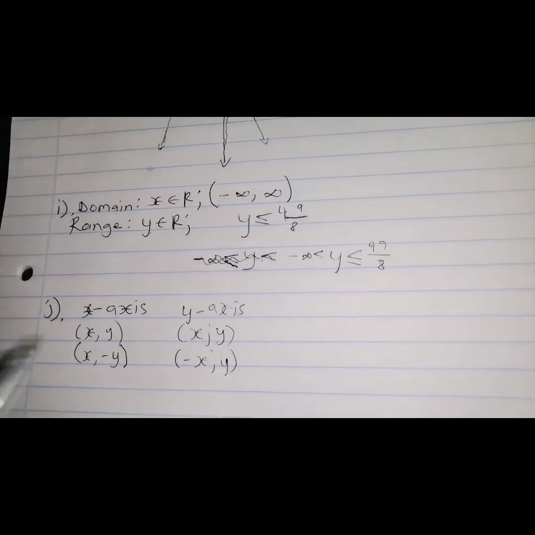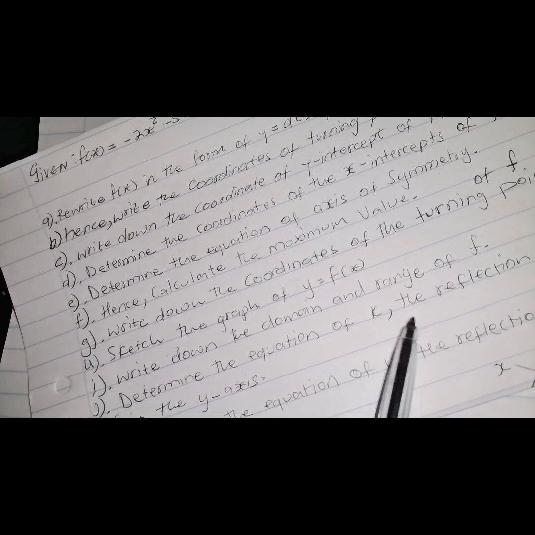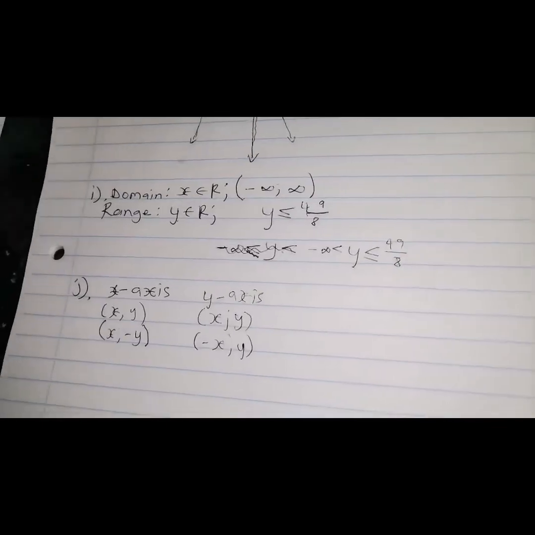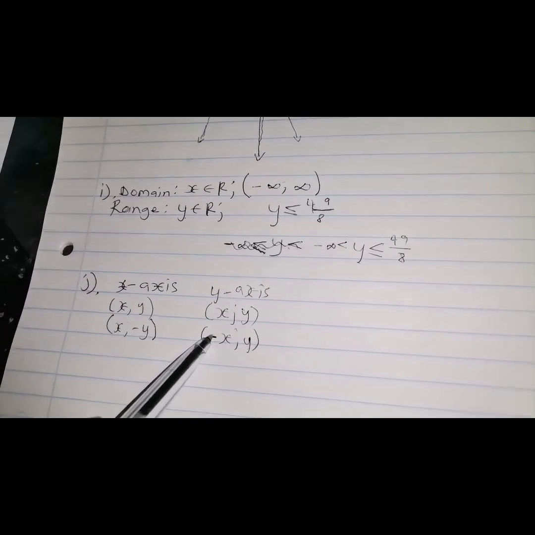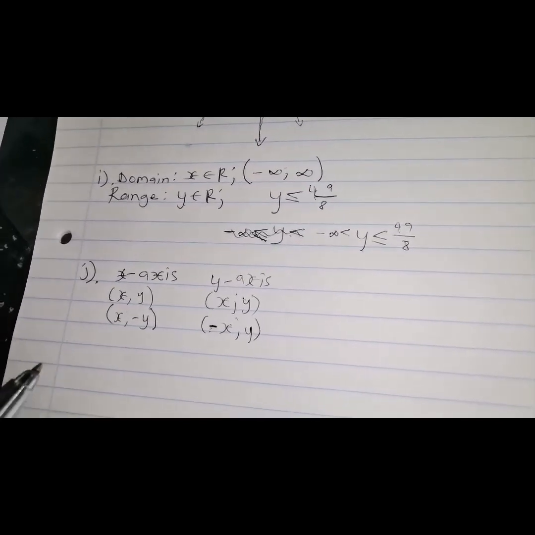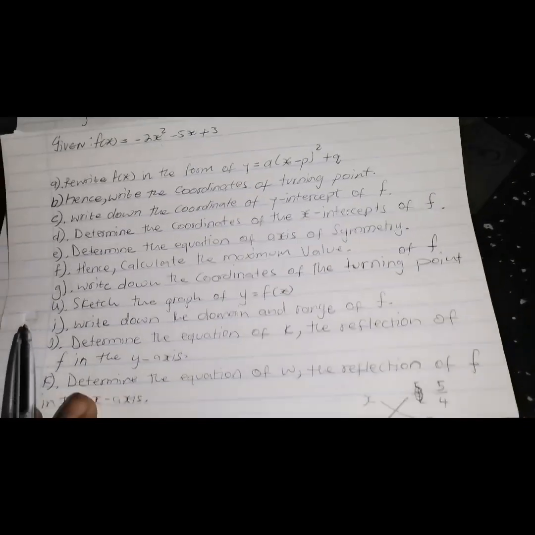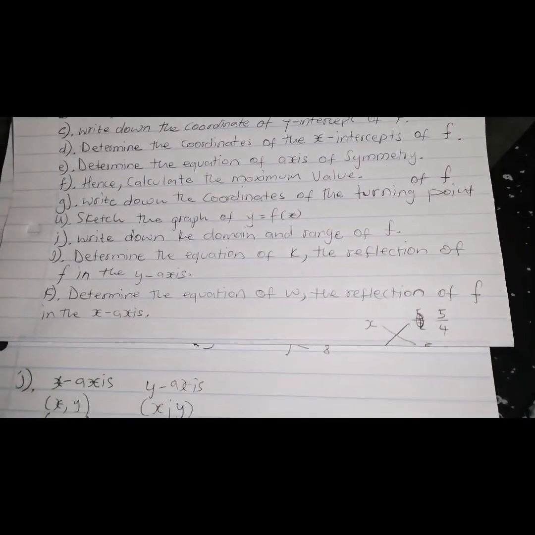Now they say it must reflect about the y-axis. That means all x values should be negative for this function. Yes, basically. Let's come back here. Negative 2x squared minus 5x plus 3.